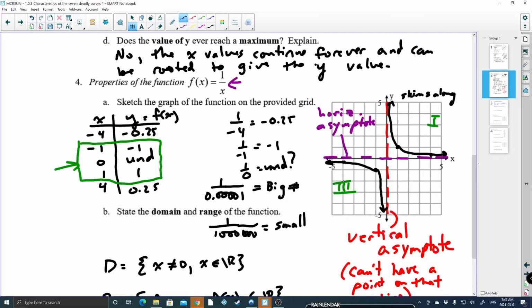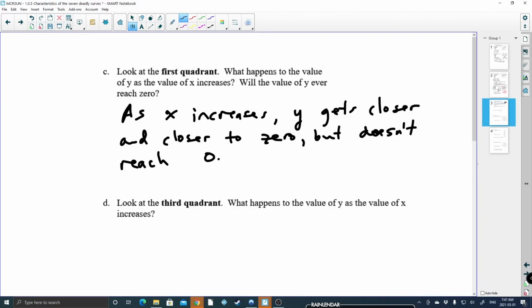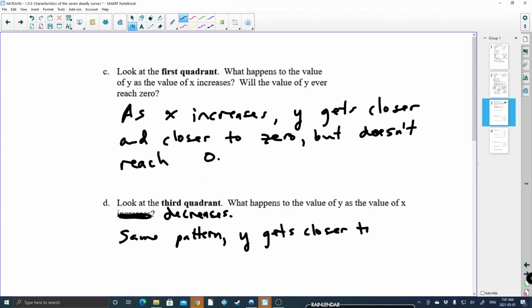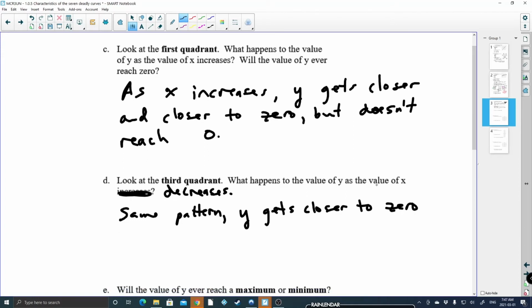reaches 0. And in the third quadrant, it says what happens to the value of y as the value of x. Actually, it should be decreases here. Sorry. And it's the same thing. Same pattern. Y gets closer to 0. I guess we could have said as x increases. I wanted these two questions to match, and I made a mistake, but I guess we could say as the value of x increases, the graph actually explodes to infinity, right?